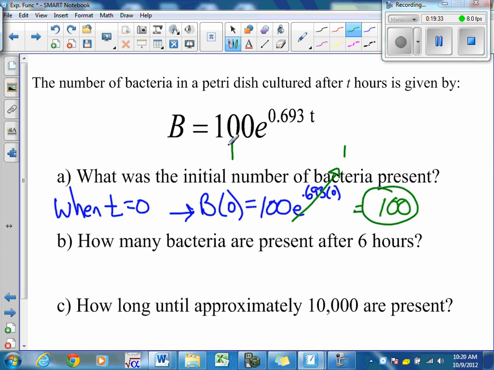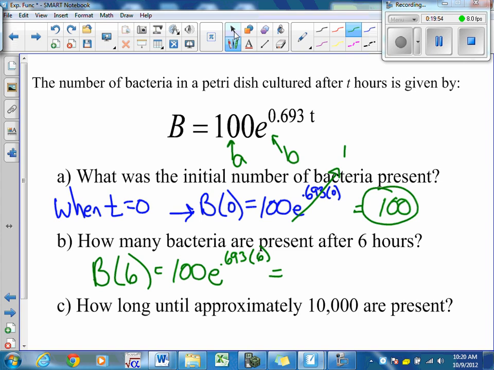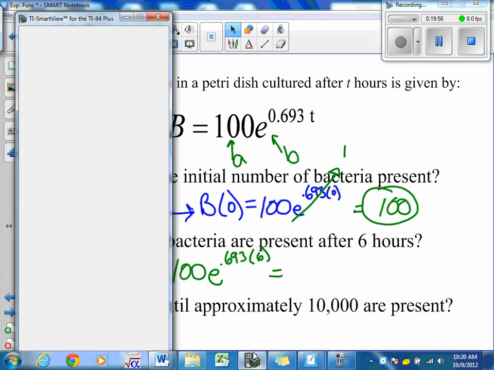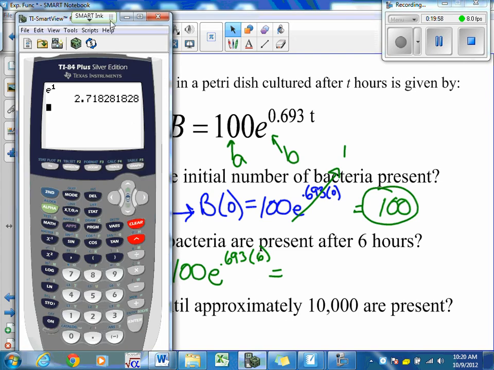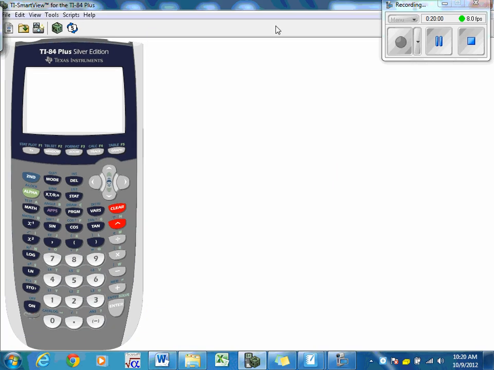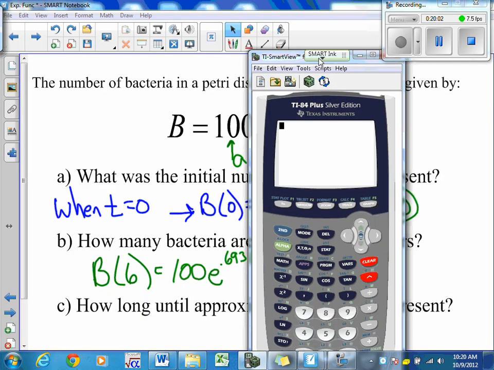Remember, it's just our a, where in this case our base is e. Now, how many bacteria are present after 6 hours? Well, I just want to plug in 6. This is 100 e to the 0.693 times 6. Now, there is no way for us to do that by hand. This is all calculator. Okay.